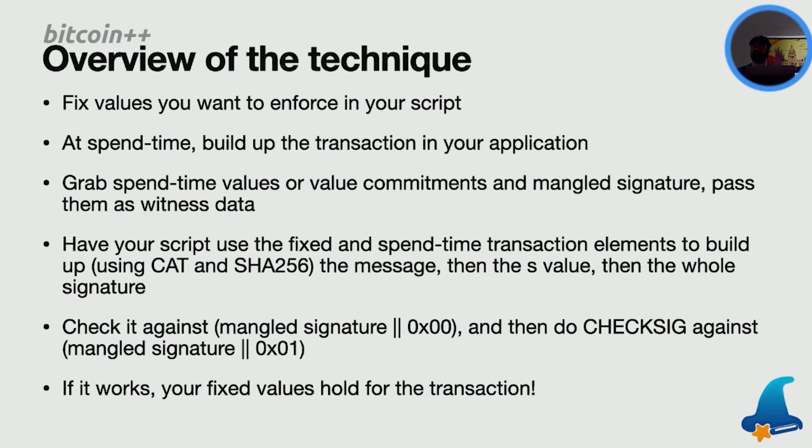So that's a lot. Sounds like a lot of steps. I tried to unpack it and make sure that it kind of stood on its own if you read the slides later. But the overview of this technique is you take the values that you want to enforce in your script. So this might be input amounts, it might be input sequence numbers, script pub keys, whatever. You fix those in your script. And then at spend time, and this is something that your wallet would do or your application software would do, you build up your transaction in memory, you grab all of those other values that aren't committed to in your script, and you pass them in as witness data, and then in your script, you cat and SHA all of them together to get this S value, and then you do CHECKSIG, and if it holds, then your fixed value is what's actually on chain, which is pretty great.